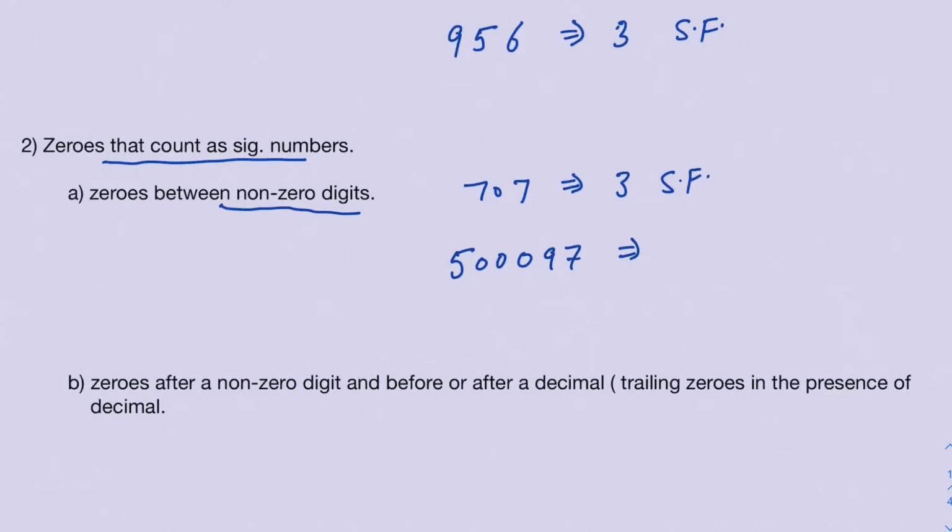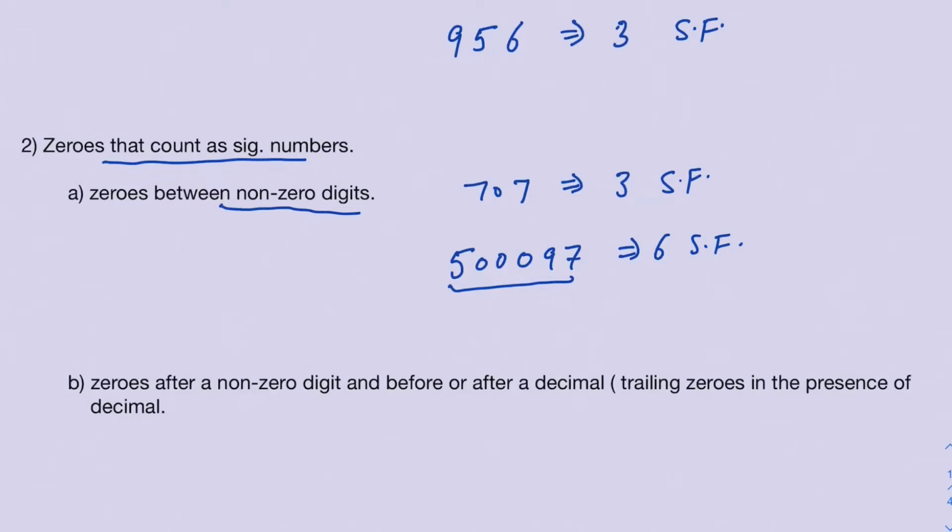Now in this particular case, all these 3 zeros are in between the non-zero digits, so they would be counted as sig figs. Keep in mind the zeros don't necessarily have to be right after a non-zero digit or right before a non-zero digit. As long as you have a non-zero digit before and after, those zeros would count as sig figs. So in this case, everything counts here. We've got 1, 2, 3, 4, 5, 6.